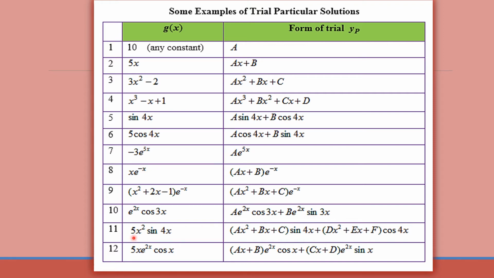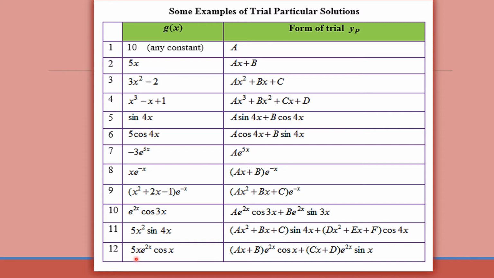For number 11, we have a quadratic function, a function of degree 2, multiplied by sine 4x. So for the trial yp, you do the same thing. You write down the quadratic function multiplied by sine 4x, and don't forget to add another term involving the cosine function. So if this is quadratic, this must also be quadratic.